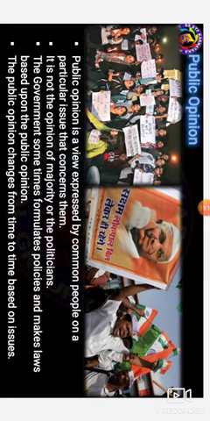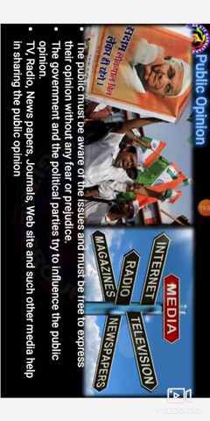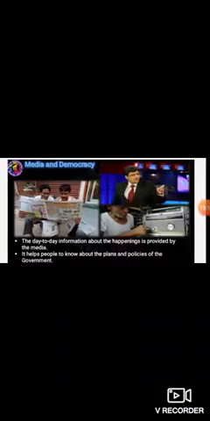The government sometimes formulates policies and makes laws based upon public opinion. Public opinion changes from time to time based on issues, and the public must be aware of the issues and must be free to express their opinion about their fears and prejudices. TV, radio, newspapers, journals, websites and other media help in sharing public opinion.